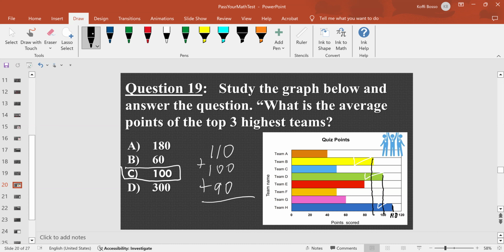If you add all of this, that gives you what? 300. But because they say average, average means what? You add all the three numbers and you divide it by 3. And 300 divided by 3 is 100. That's why the correct choice here is C.